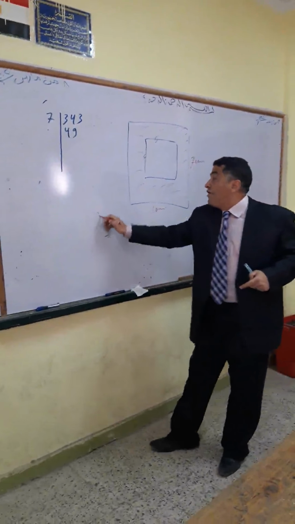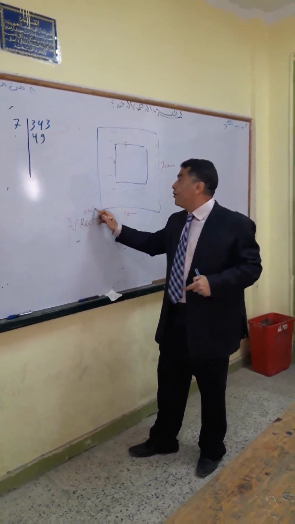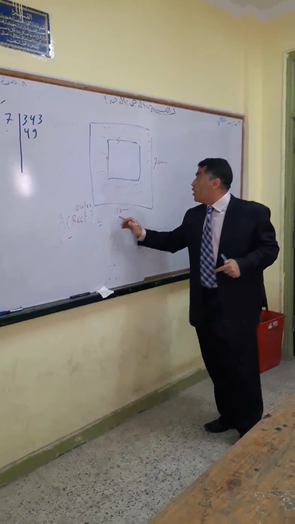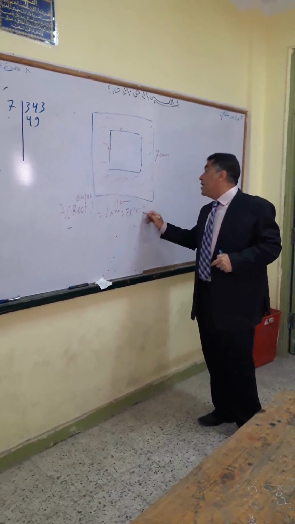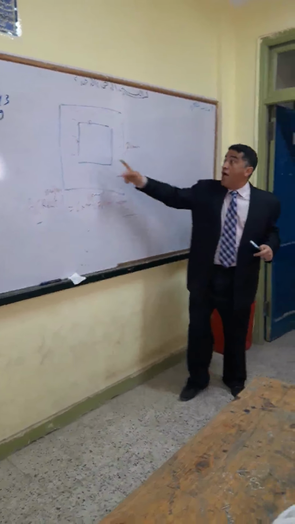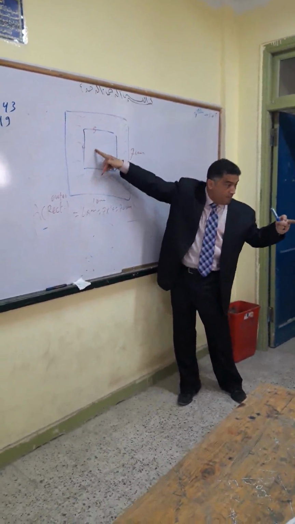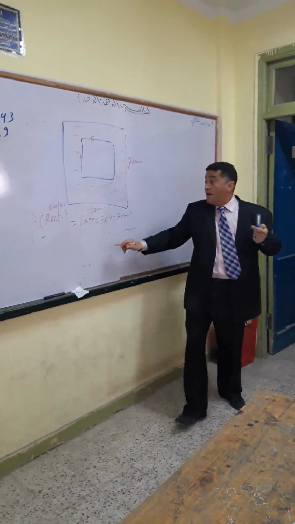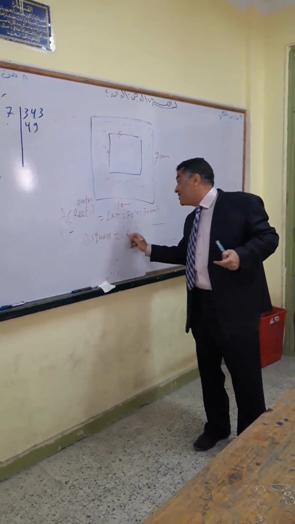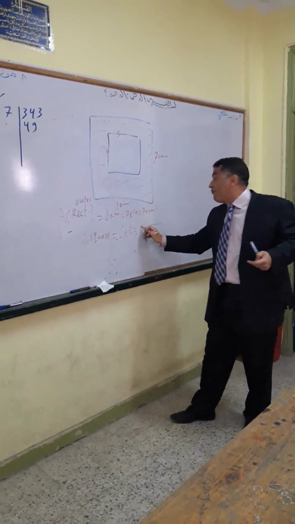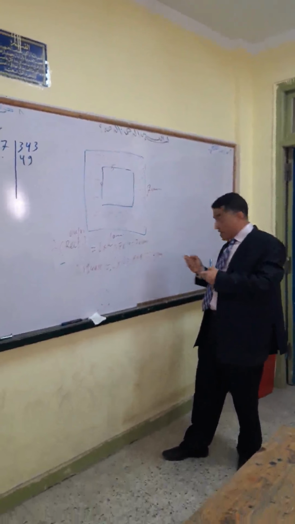Firstly, area of the rectangle, or outer shape, equals length times width equals 7 times 10 equals 70 centimeter square. Area inner: the inner is a square. Area of a square is length times length. Area of square is 25. Excellent. Equals 5 times 5 equals 25 centimeter square.